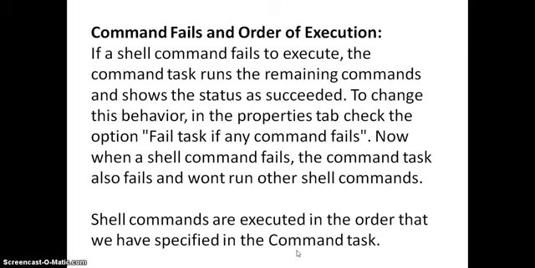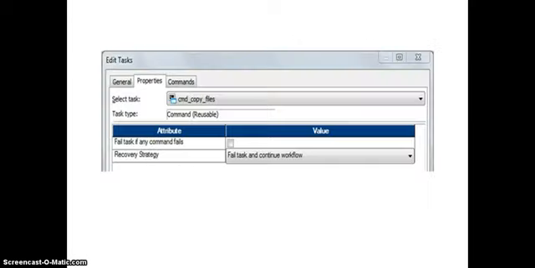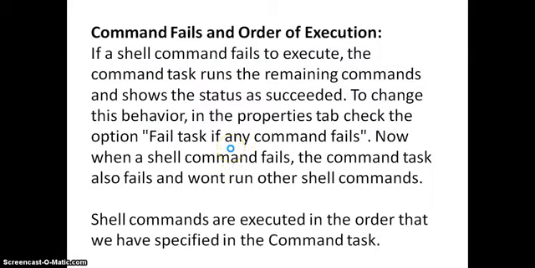If a particular shell command fails to execute, the command task runs the remaining commands and shows the status as succeeded. To change this behavior, meaning if one of the commands fails, to completely fail the task, we have an option in the properties tab, that is fail task if any command fails. If you enable this, the complete task will fail if any one of the commands fails.